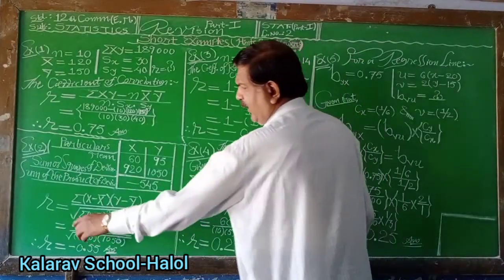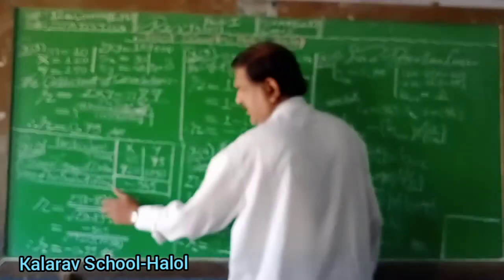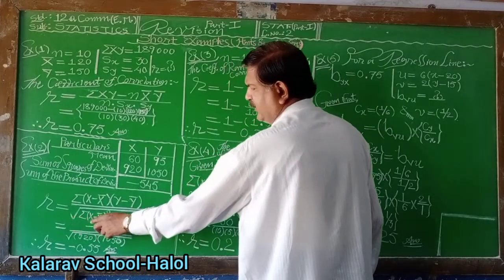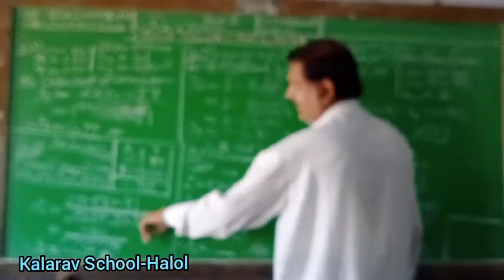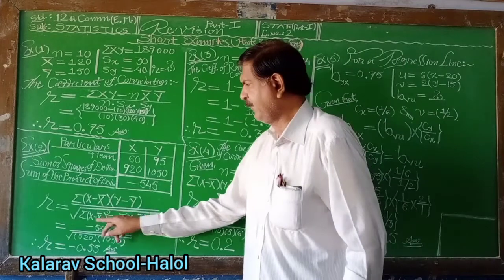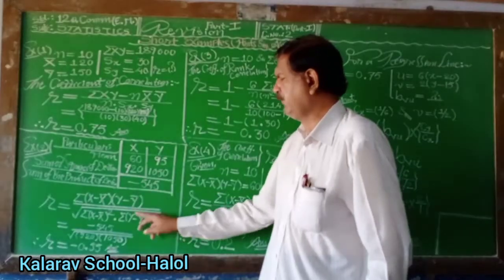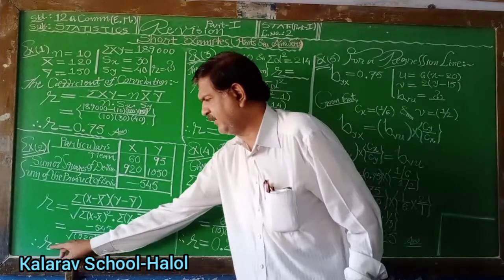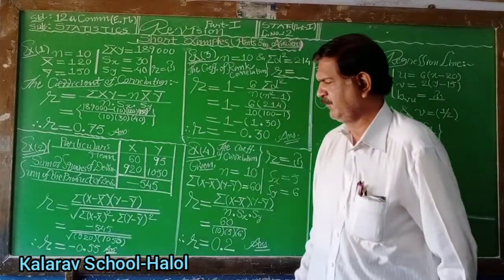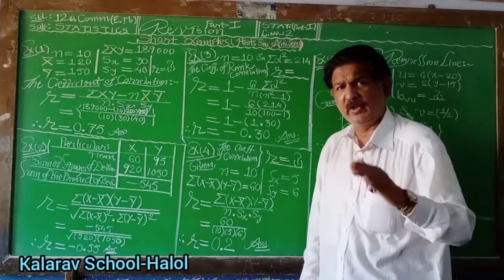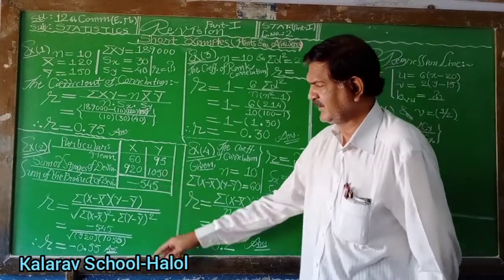R is given by sigma x minus x bar into y minus y bar upon the square root of sigma x minus x bar whole square into sigma y minus y bar whole square. That is minus 545 upon root of 920 into 1050. Ultimately, after simplification, the answer will be r equal to minus 0.55. This is negative correlation between the variables x and y.